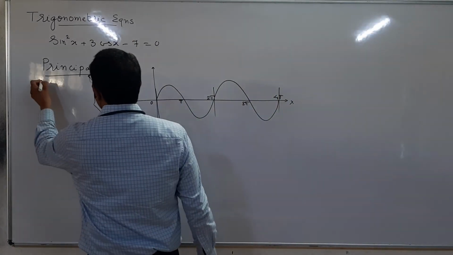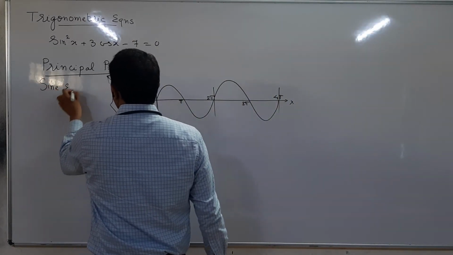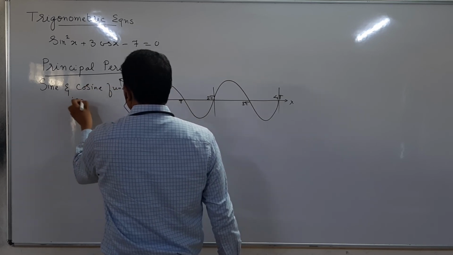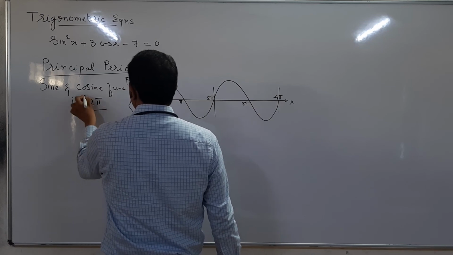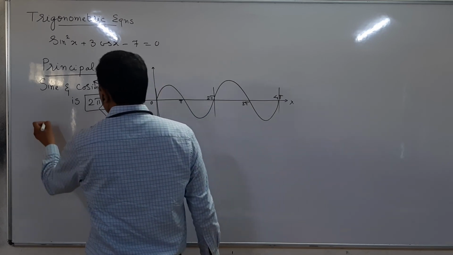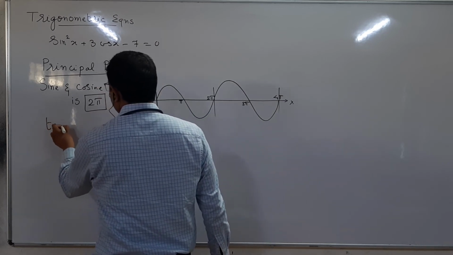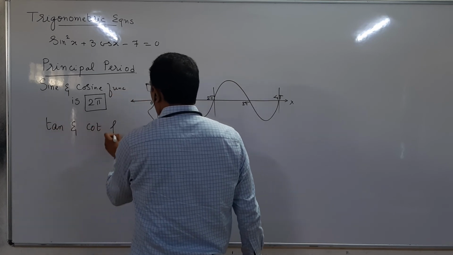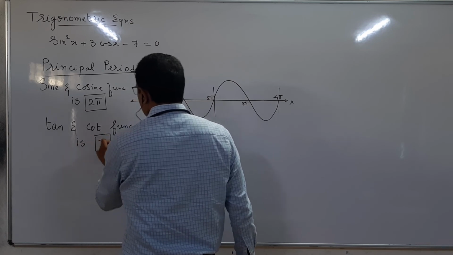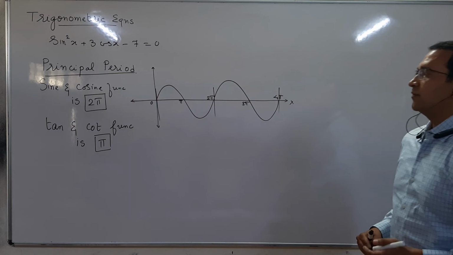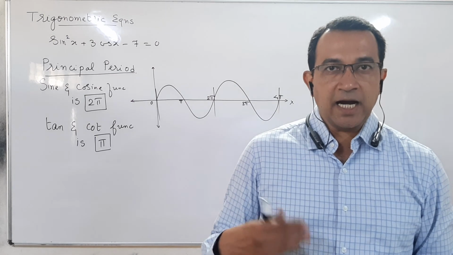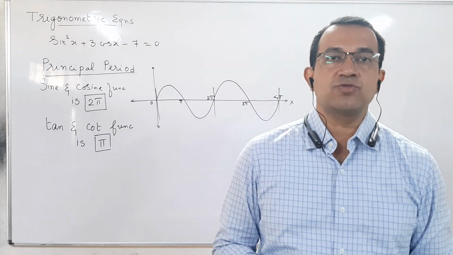So, the principal period of sine and cosine functions is 2 pi, and even cosec and sec functions is 2 pi, and the principal period of tan and cot functions is pi. Means what? The graph of tan and cot functions repeats after an interval of, students, pi.